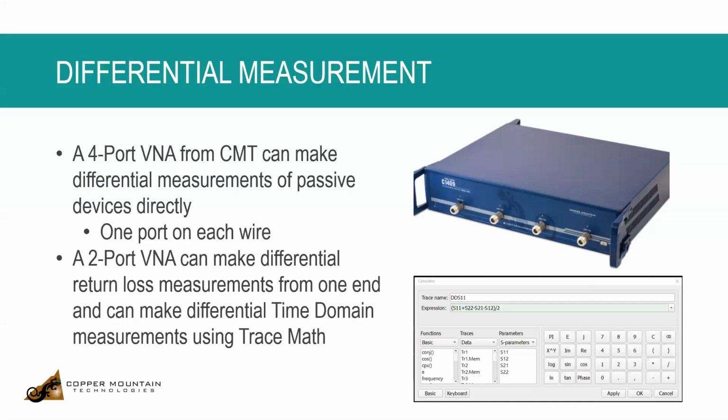So it has everything it needs to make those kinds of measurements. I'm showing in the bottom right-hand corner the trace calculator. I'll show that in the demonstration. That S11 plus S22 minus S21 minus S12 divided by 2 is the formula for deriving differential return loss from the 4 S parameters that you're measuring.